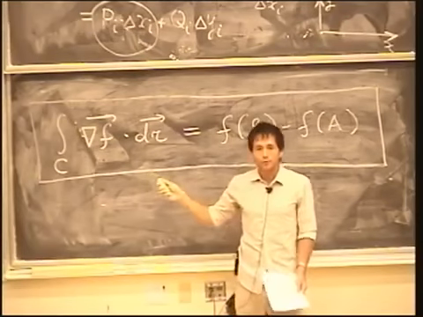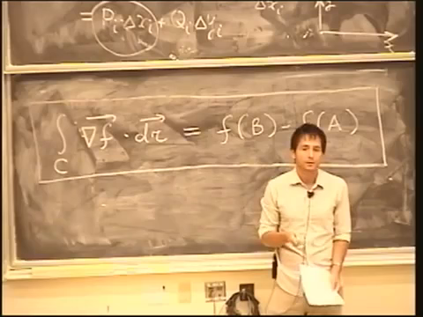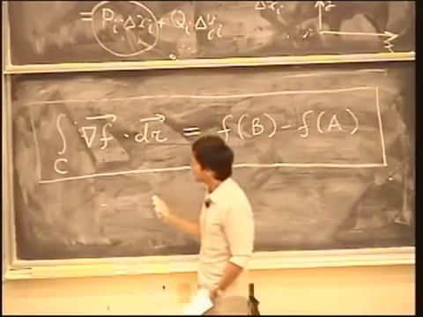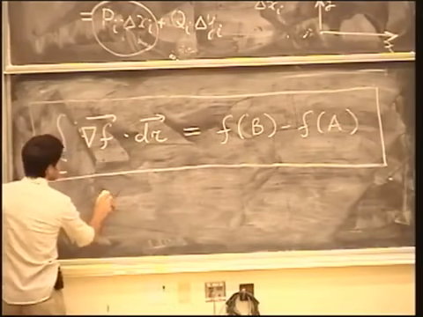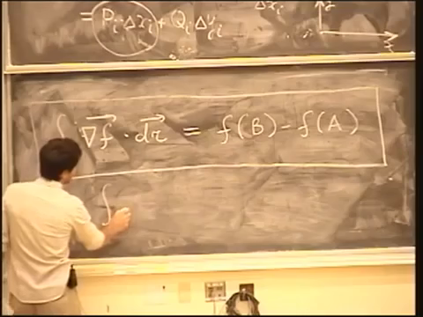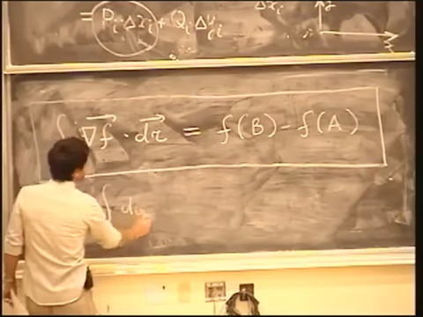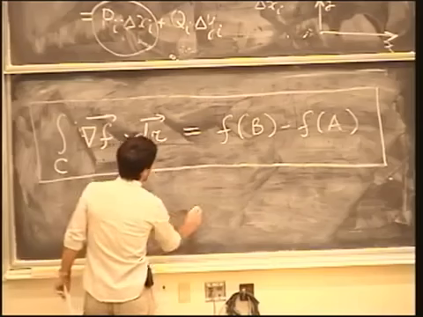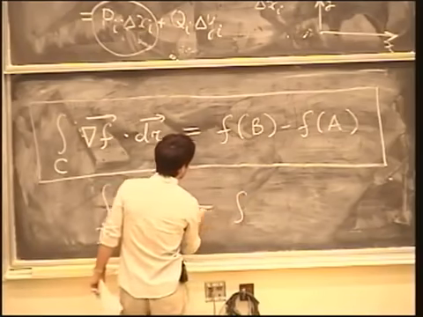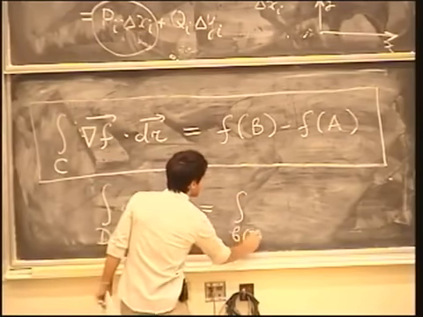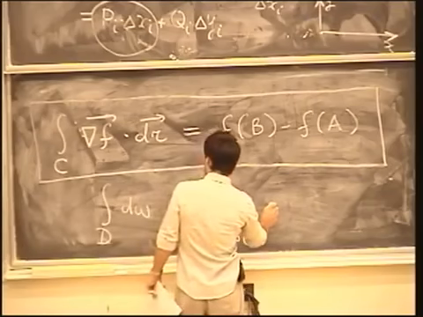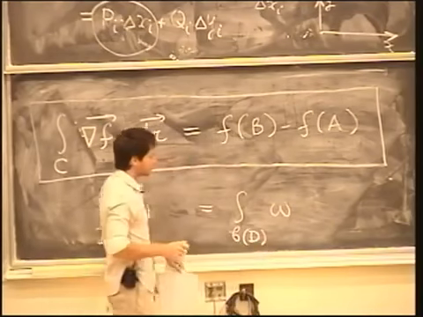Okay. So you see, this is the first type of results that I promised last time. I promised last time that we will have results of the following nature. On the left-hand side, we'll have an integral over some domain D of something which is a derivative of another object. And on the right-hand side, we'll have an integral over the boundary of this domain of that object itself.